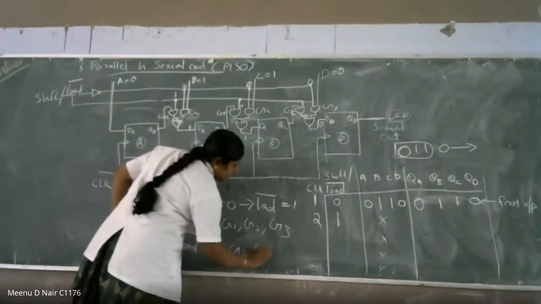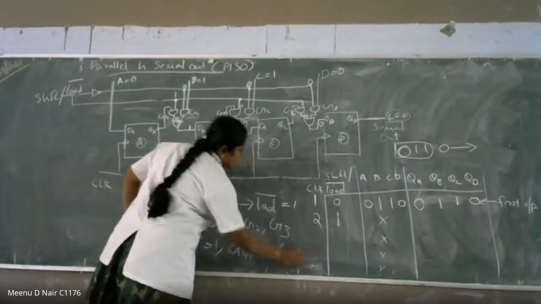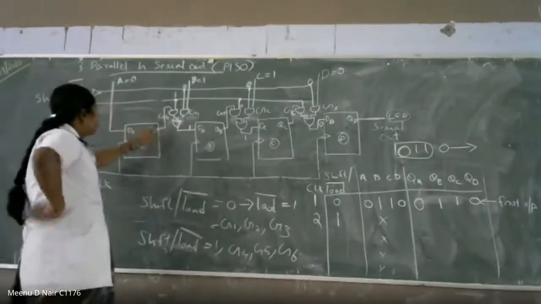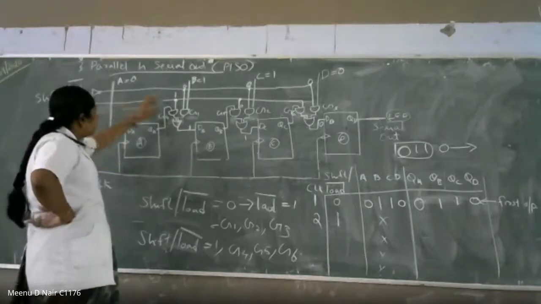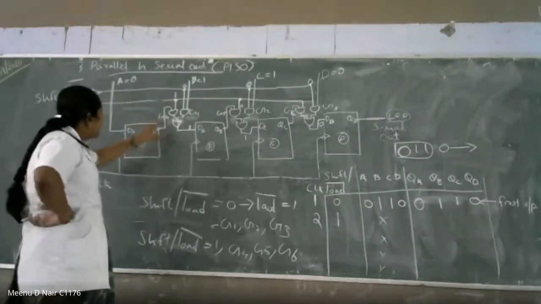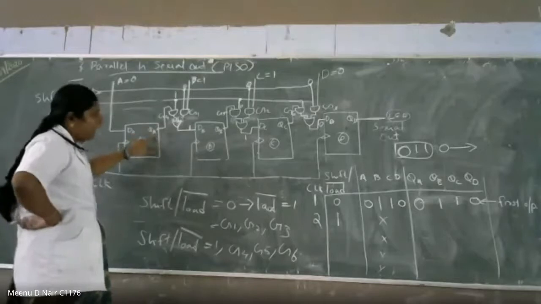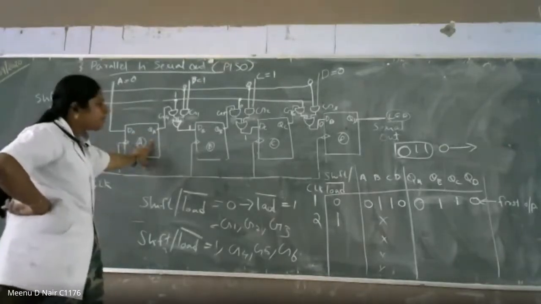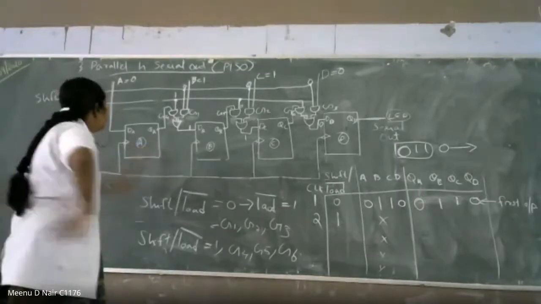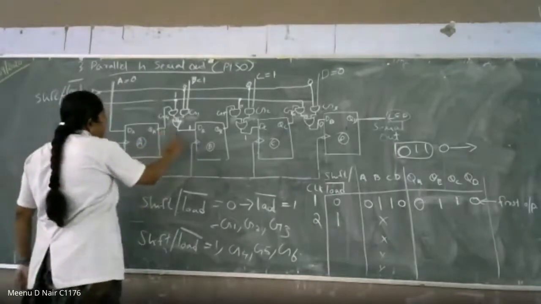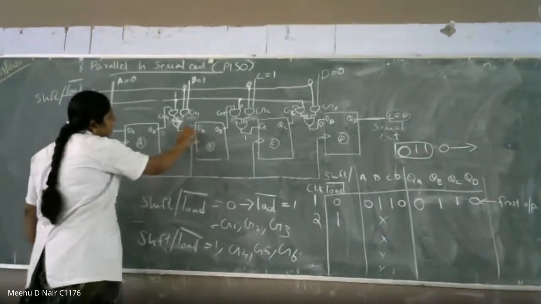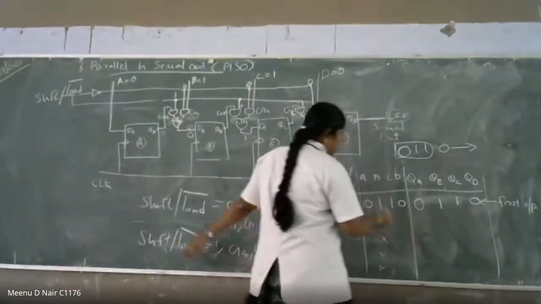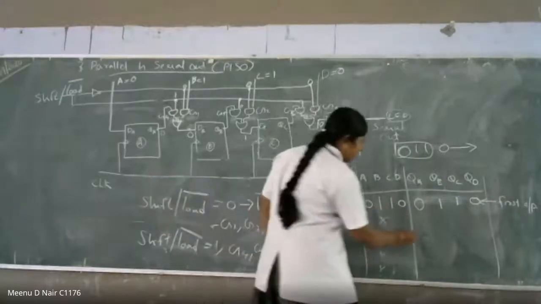G4, G5, G6 will work. Right, so G4, this is 1. It is taking the input from QA. What is QA here? QA is equal to 0, so the output will be 0 here. Similarly, it is producing 0, 0, 0. It can be 0, 0.